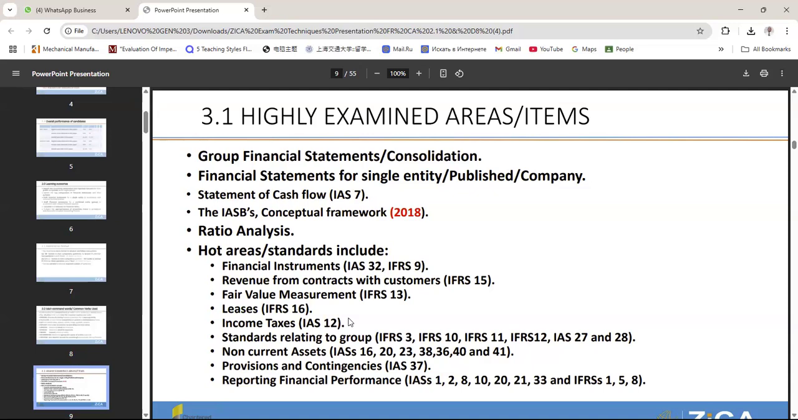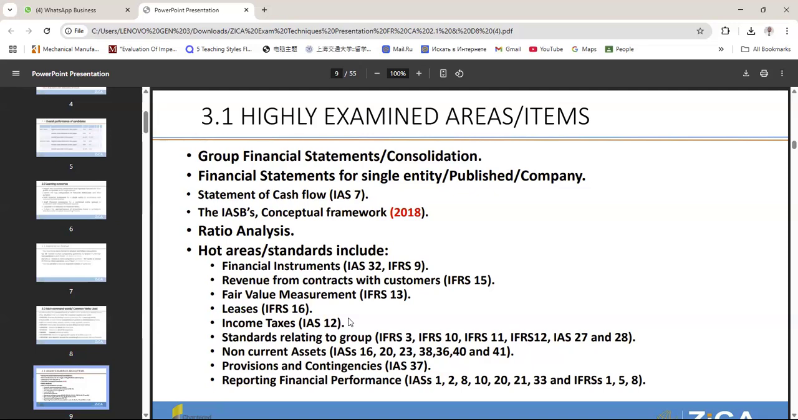IFRS 11 is on a joint arrangement, where you may be given a joint venture or joint operation. IFRS 12 is the disclosure of interest in other entities. So basically the message is, if the company has invested somewhere, they have to disclose. IAS 27 is separate financial statements. At this level, if there will be a cost of investment, it's likely to be at cost. IAS 28 is investment in an associate and joint venture.